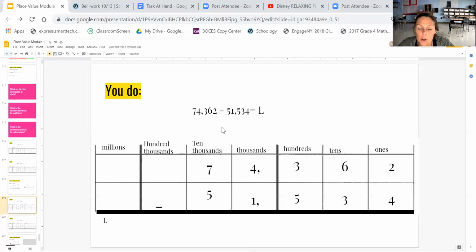What I'd like you to do, pause your video. On your whiteboard or your place value chart, go ahead and solve this. Remember to borrow. And then we will go and we will check our work with our inverse operation. So good luck.